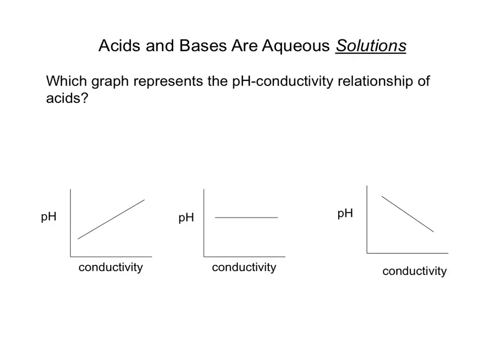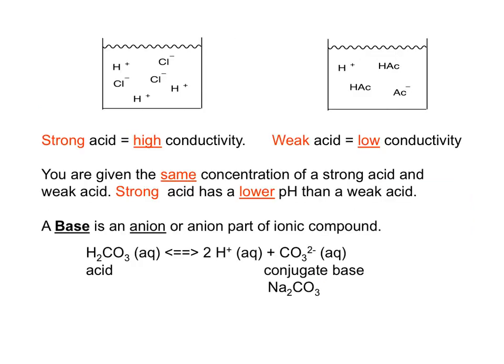Based on what we just discussed about pH and conductivity, stop the video and answer this question. And the answer is, here's the reason. A strong acid has a high conductivity due to the many H plus ions in solution. High H plus concentration means lower pH. When an acid loses its protons, it forms H plus and its conjugate base. This anion is a base because it can gain or accept protons to reform the acid.